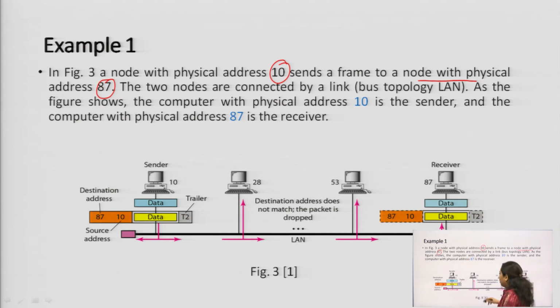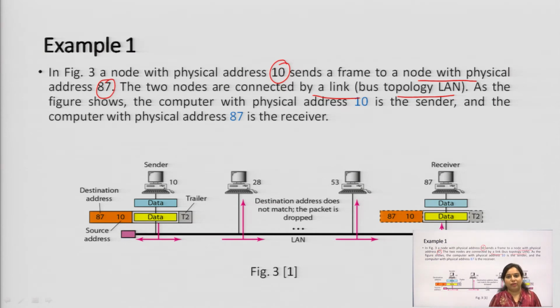That is defined in the question only. The 2 nodes are connected by a link, a bus topology LAN. We have used bus topology. LAN is local area network, which means in a particular office or in a particular small area we have set up a network which is based on the bus topology.